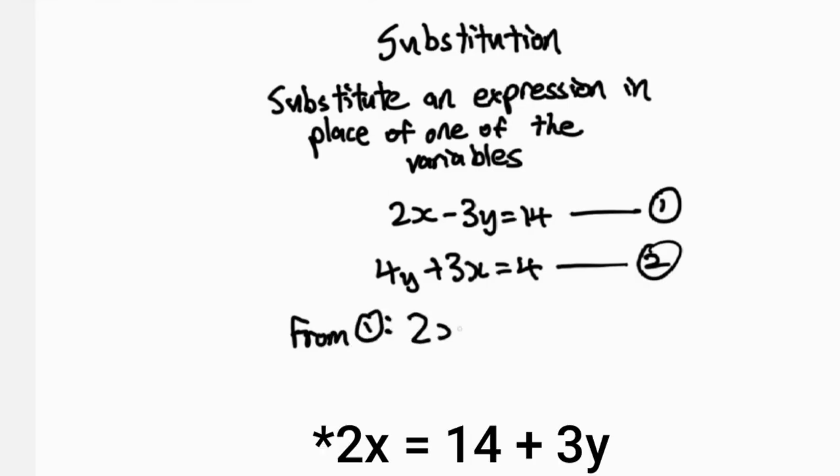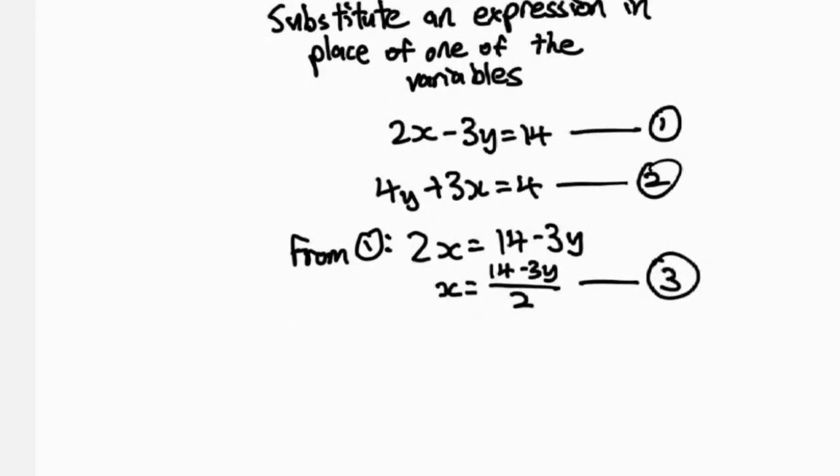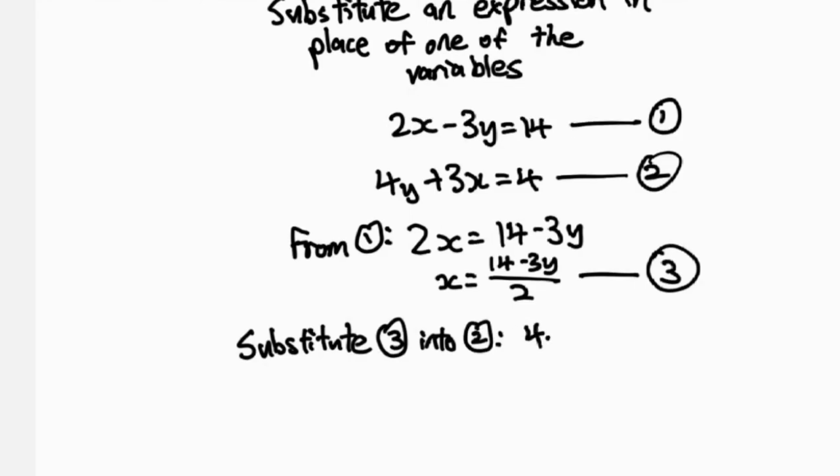For the first equation, we can see that 2x equals 14 plus 3y, and x is equal to (14 plus 3y) over 2. Let's label this equation 3. Let's substitute equation 3 into equation 2. We will arrive at the equation 4y plus 3 times (14 plus 3y) over 2 equals 4. Now we have removed x from the equation, we can solve for y.